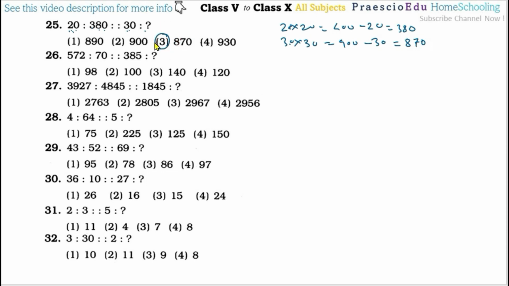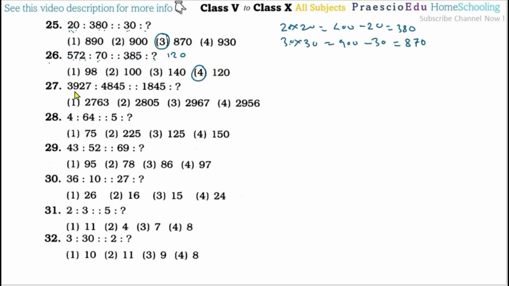Then question number 26, 572, then 70, 385, then question mark. So here all the digits have to be multiplied, means separated. 5 multiplied by 7 multiplied by 2, we are getting 70. Likewise this separate digit 3 multiplied by 8 multiplied by 5 has to be multiplied, so the product is 120. So option number 4 is the correct one.